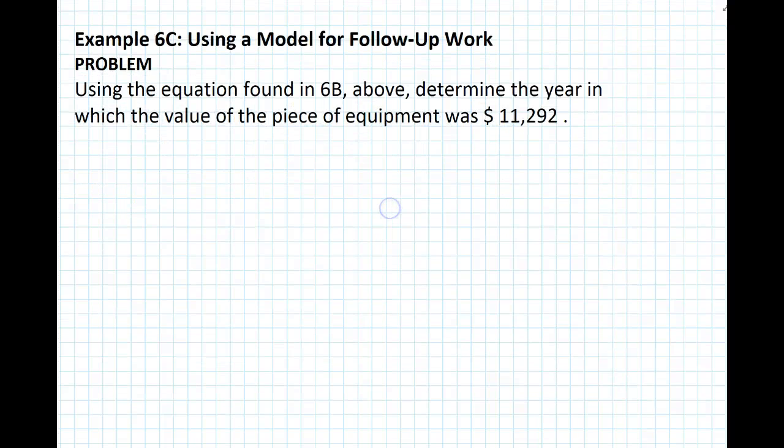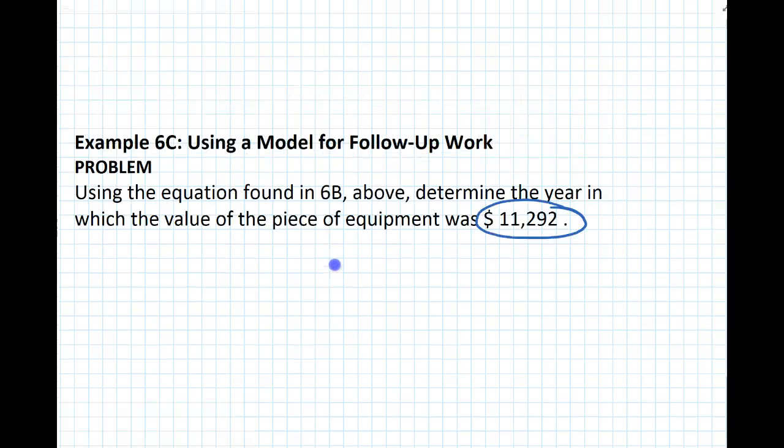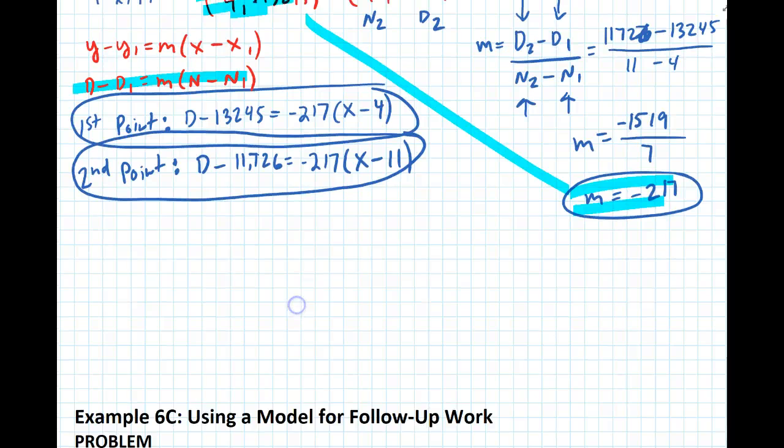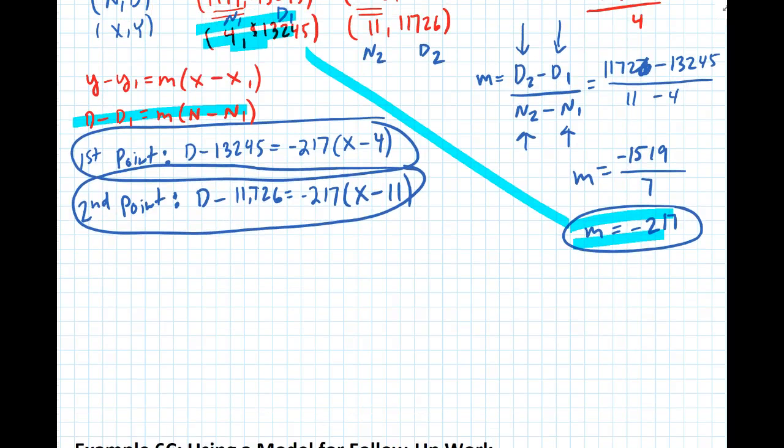Okay. Next problem goes along with the problem that we just did. Using the equation found in 6b, determine the year in which the value for the piece of equipment will be worth 11,292. So I don't think it matters. We can use either one of these equations.